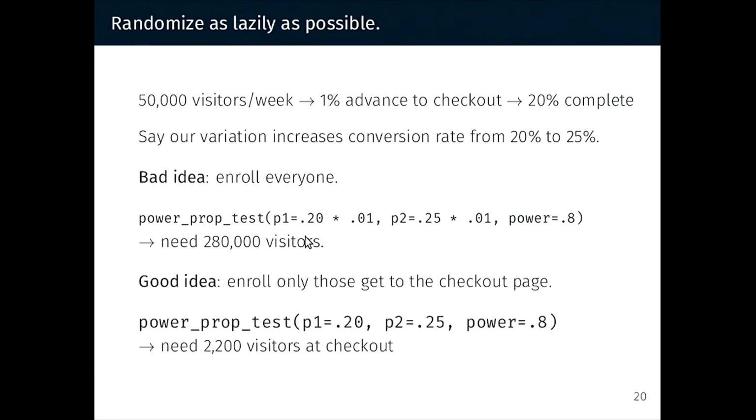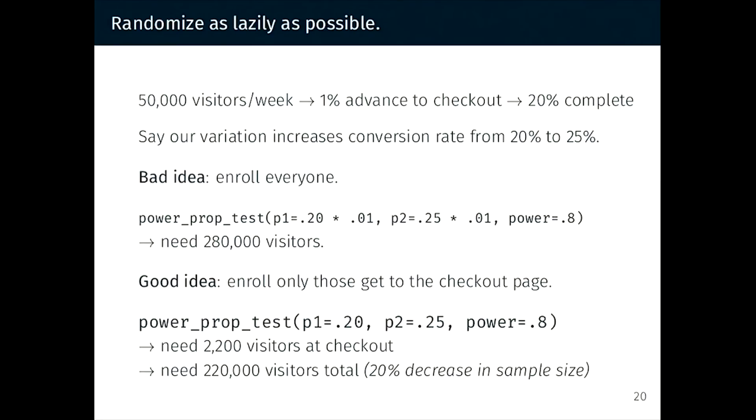Okay, a better idea is to wait until visitors actually get to the checkout page. 99% of people never see the checkout page. They never see this treatment that you're applying. So wait till people actually get to the checkout page and have an opportunity to see your treatment, and then randomize them at that moment to see one version or the other, and record that in your database and show it to them. Now, the effective conversion rates that we're looking at in our experiment are just 20% versus 25%, and we need only 2,200 visitors at checkout, which is a much smaller number. But of course, this is visitors at checkout, and so it's not a fair comparison. This was total number of visitors. So we have to multiply it by 100 to account for that 1% drop-off in the beginning, getting to checkout.